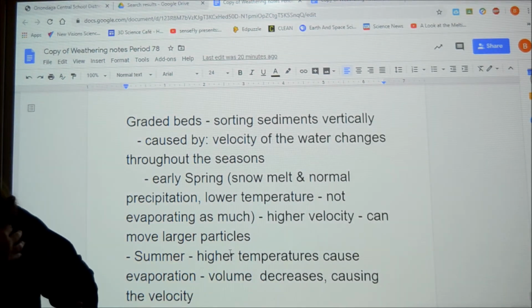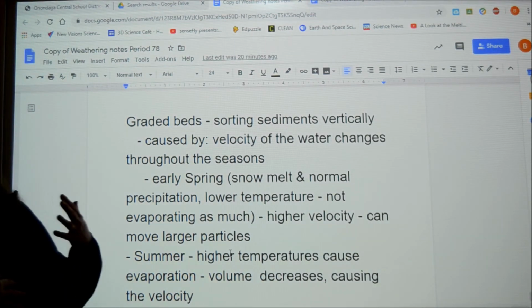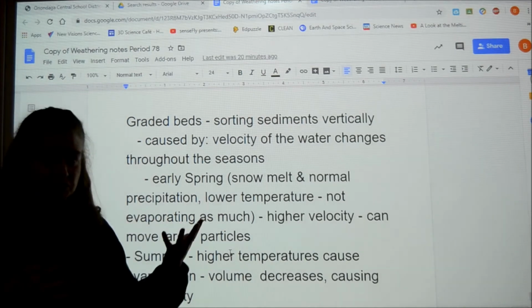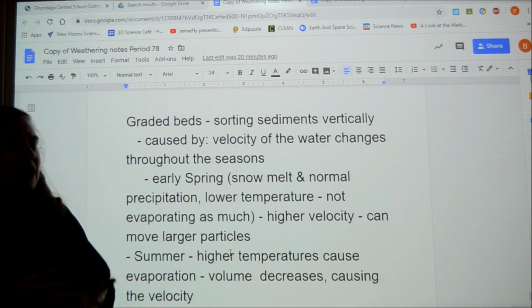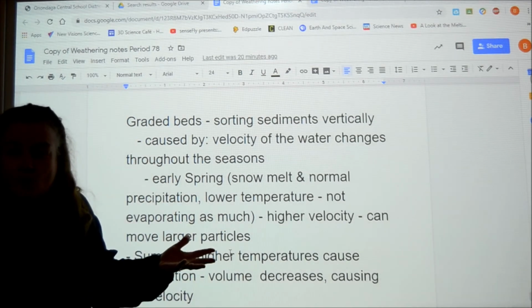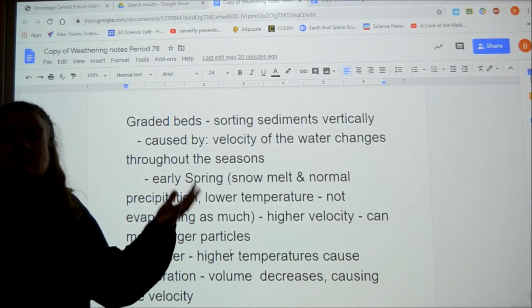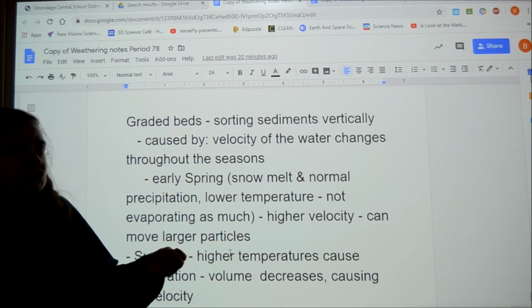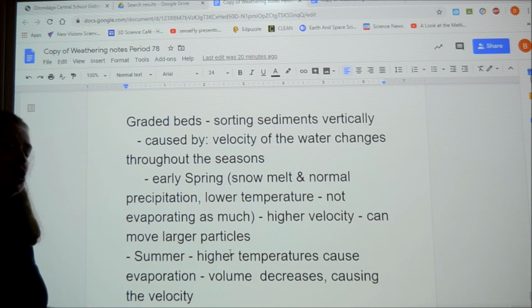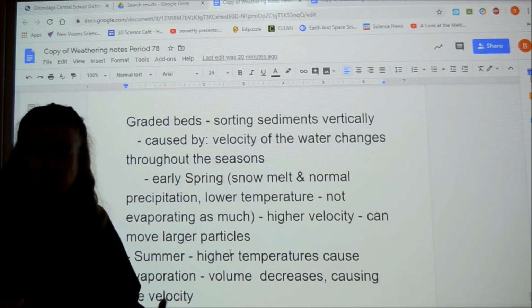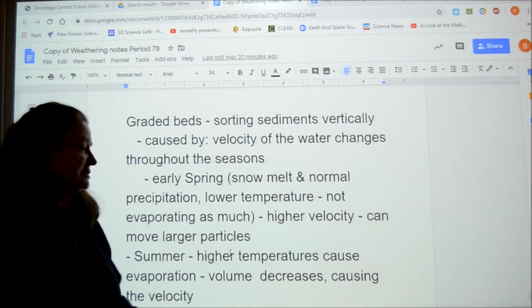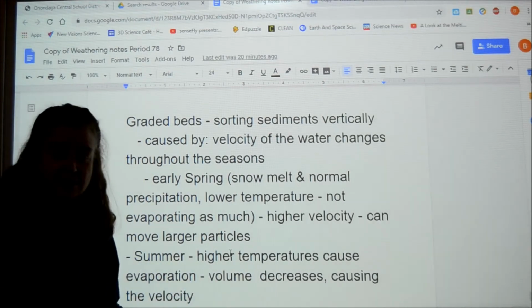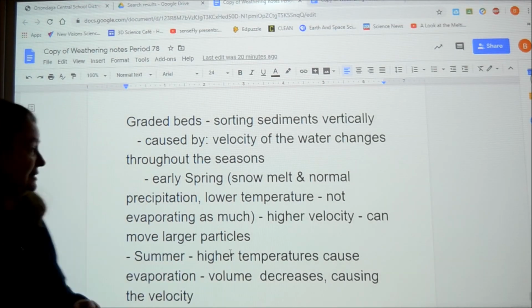As my year goes from spring to summer, my temperature increases. As my temperature increases, my water gets evaporated, so I have less water, less volume. That's going to slow the velocity of the stream down, so I can't move those larger particles. I can only move smaller particles. Because of that, I'm going to get what they call graded beds.